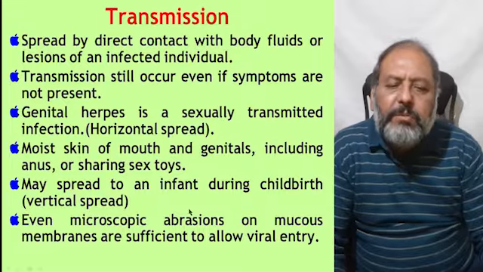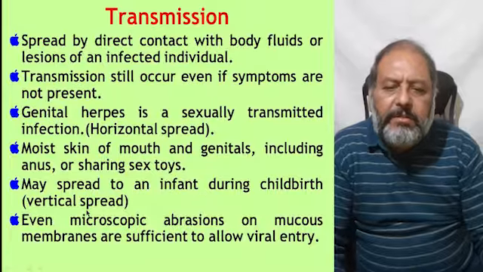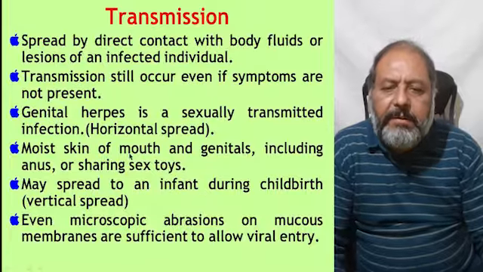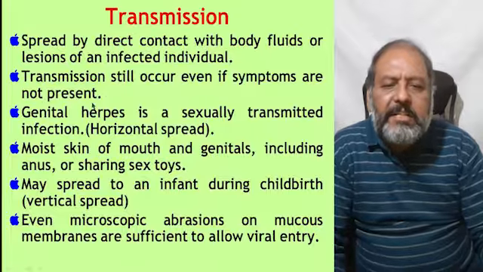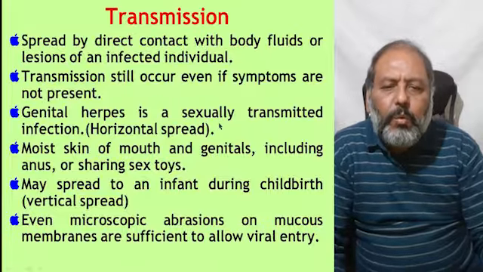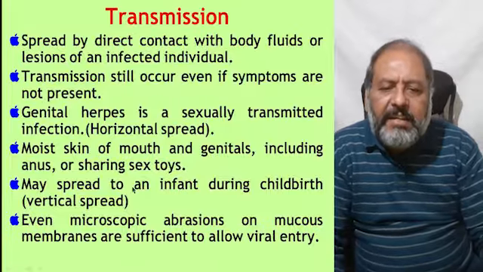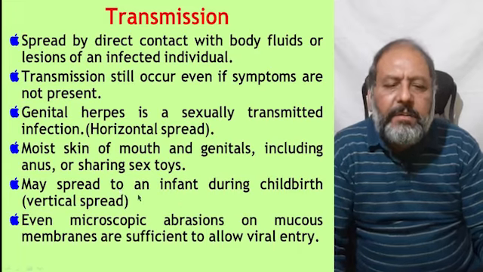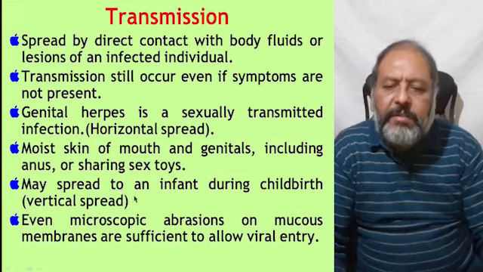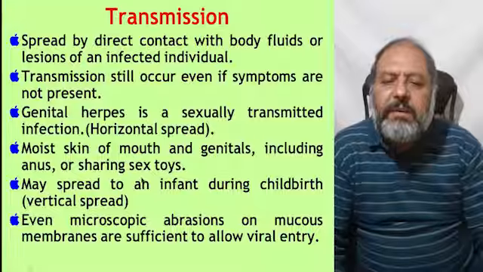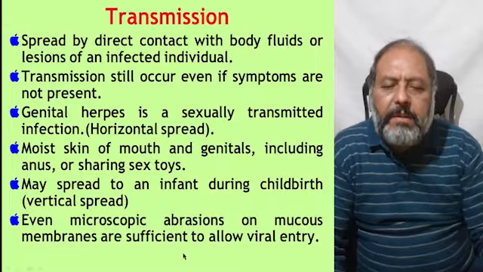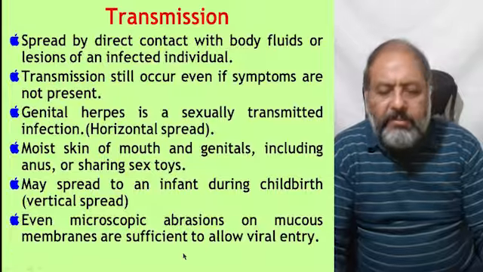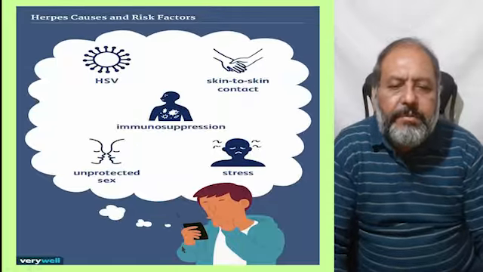It may spread to an infant during childbirth, that is the vertical spread, in comparison to the horizontal spread, which is sexually transmitted from one person to another. And here it is from the mother to the infant, which is called vertical spread. Even microscopic abrasion on the mucous membrane is sufficient to allow the entry of the virus.